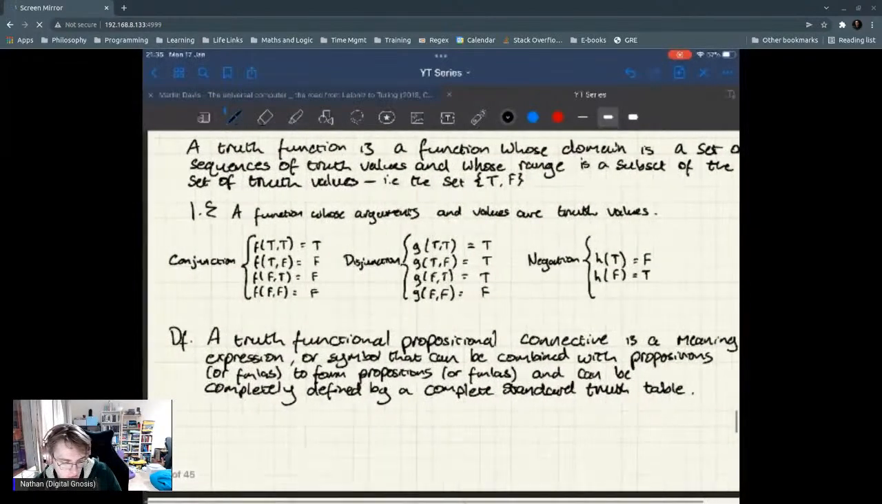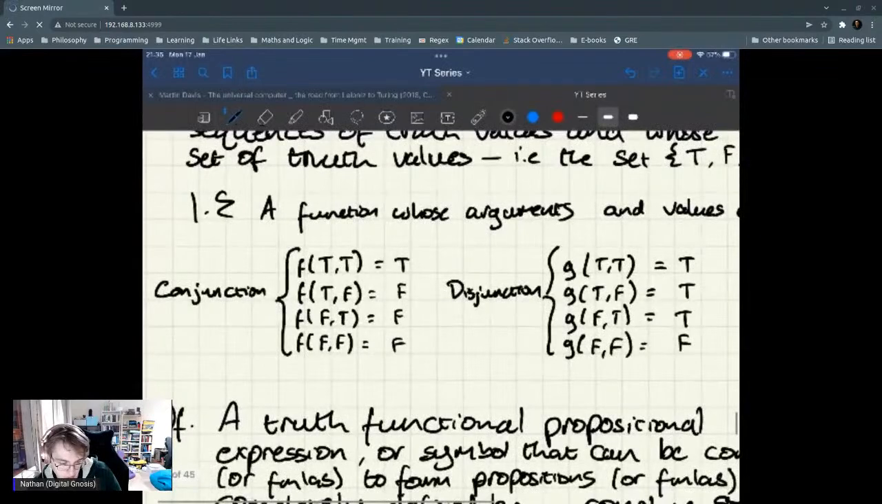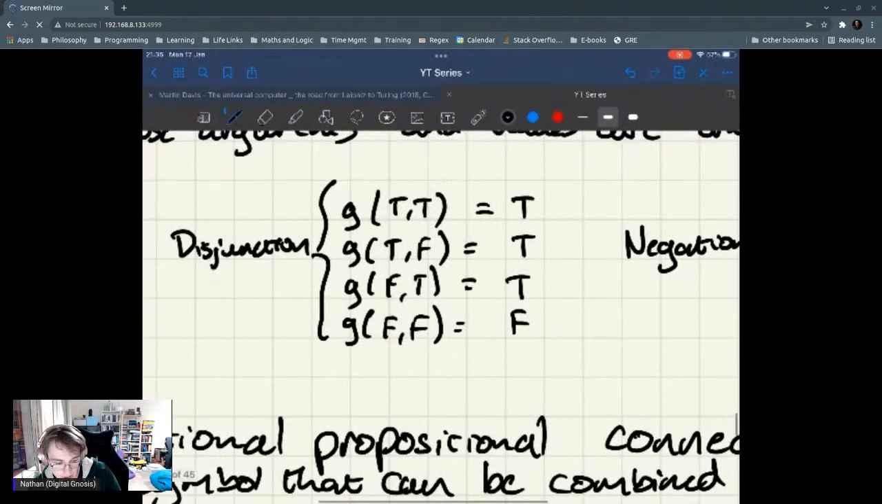So you can see conjunction, disjunction, and negation as truth functions mapped out here. For example, in the case of conjunction, when both of the argument places are true, it spits out true. When one's true and one's false, you get false. Same for false and true, and false and false spits out false. Disjunction, all of the cases in which at least one of the argument places is true spit out true, and then when they're both false, you get false.